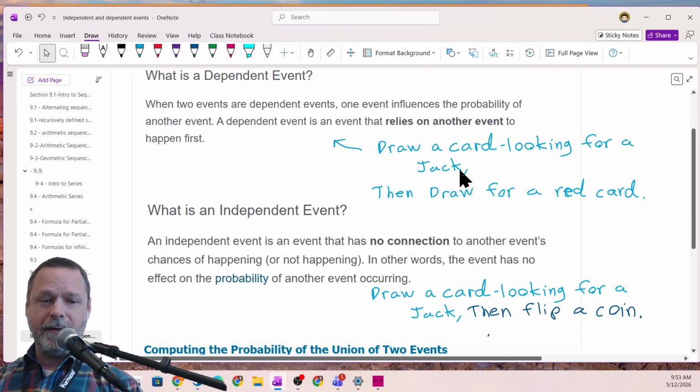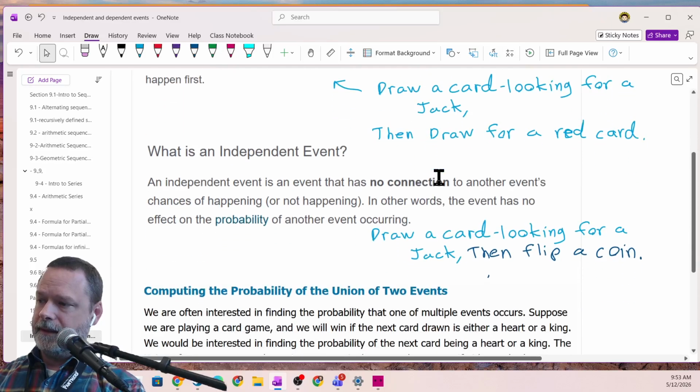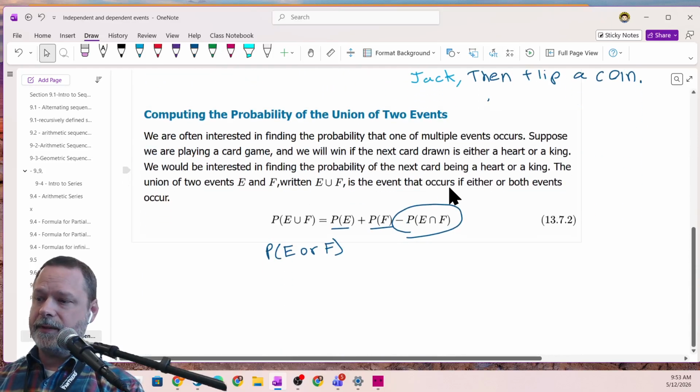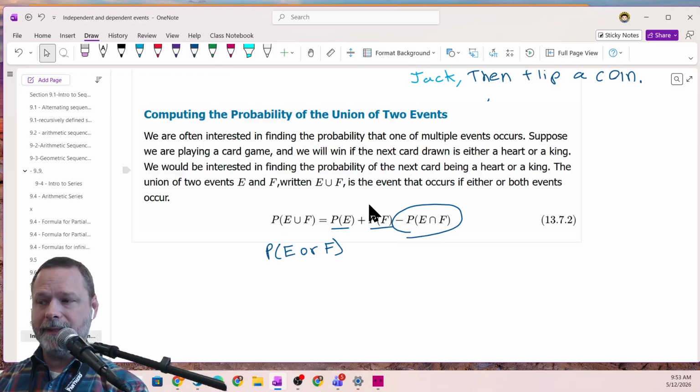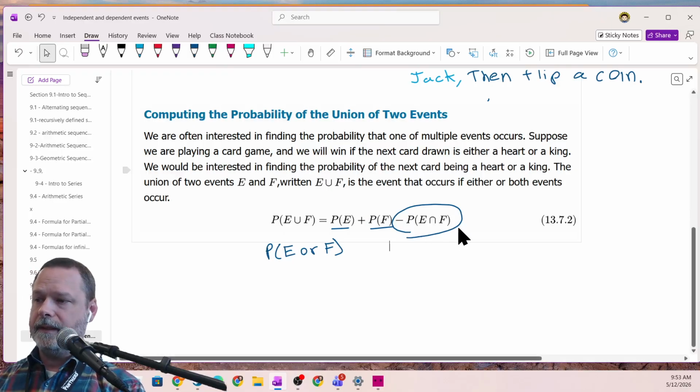Well, I don't want to count all the ways I can get a red jack and draw a red card. Those can happen at the same time. So if I just add these probabilities, I added an outcome twice. I double counted. And so we've got to take that back away, the probability that E and F happen at the same time.